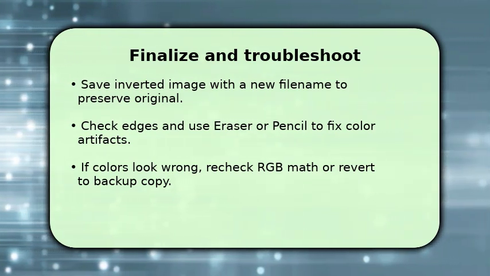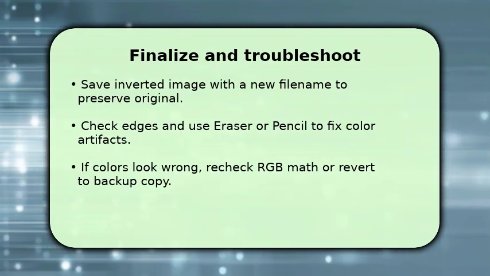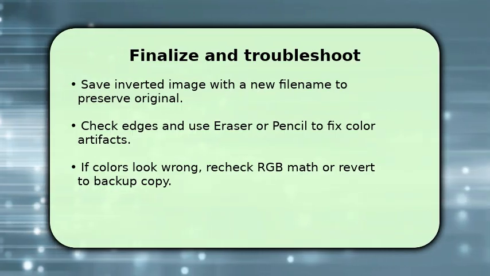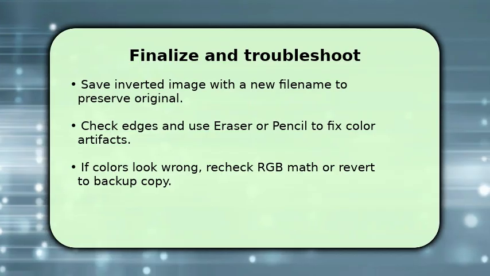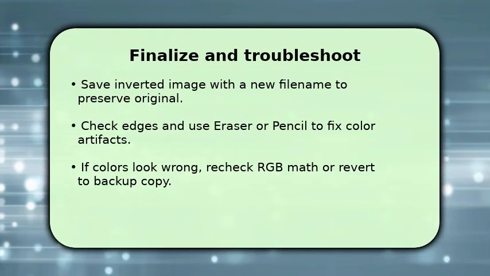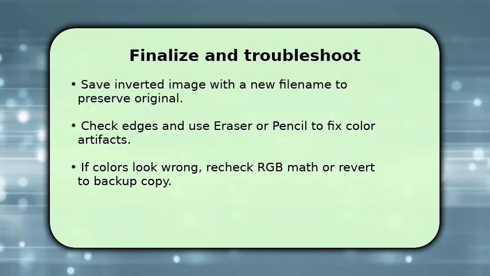Inspect the entire image at 100% and clean any stray pixels with the eraser or pencil tools. Small touch-ups fix artifacts from manual swaps. If colors seem off, make sure your RGB inversion math used 255 minus each channel value, and if things go wrong, revert to the backup you copied earlier. Once done, you'll have a clean inverted image ready to use.